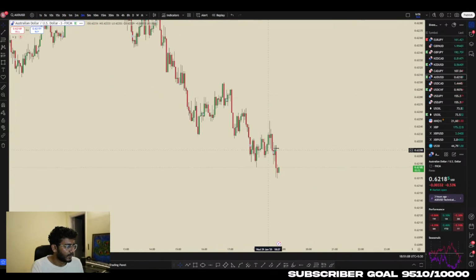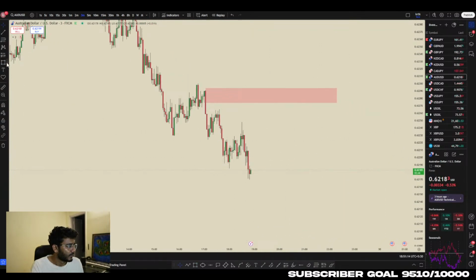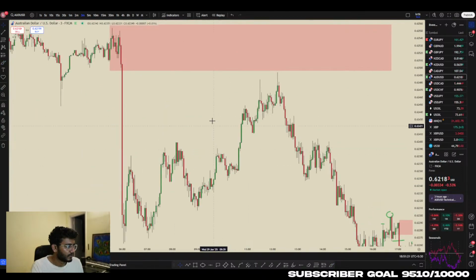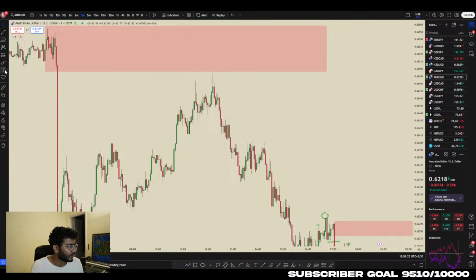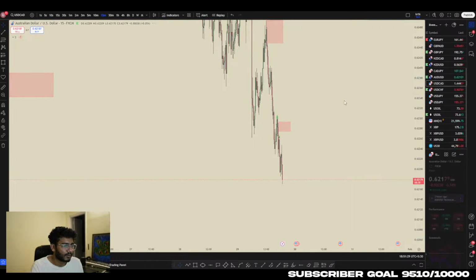Let's say this is mitigated. I think this is the order block, I think so. Price induced the structure, created a new high. This is, I think, mitigated, so it's of no use. Let's see. We have only this order block, but I don't think it's worthy to take this trade. Let's skip this one.